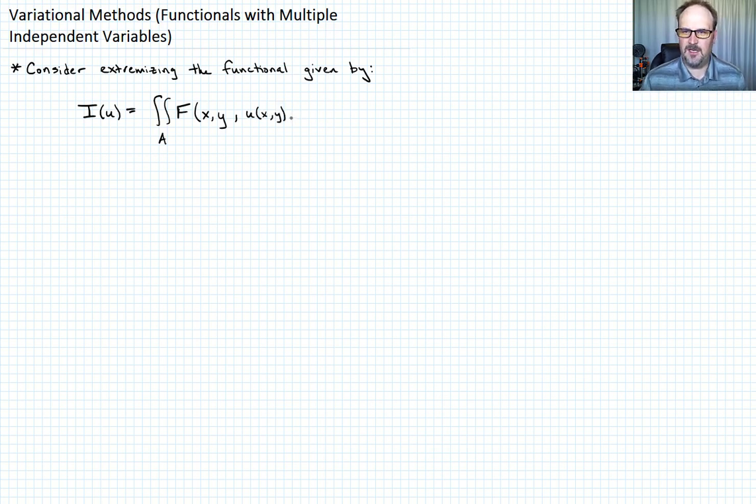And now, instead of just talking about u prime, we need to talk about partial derivatives. So we'll say u partial with respect to x, which will also be a function of x and y, and u partial with respect to y, which will be a function of x and y. So that's the equivalent of that first class of functionals that we've looked at, and we'll say this is dx dy. We'll call this equation 1.